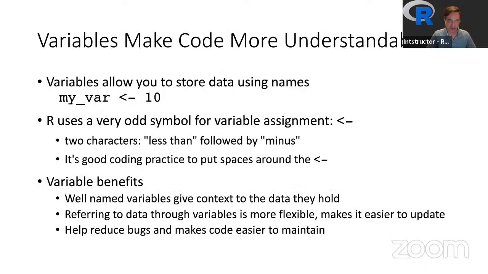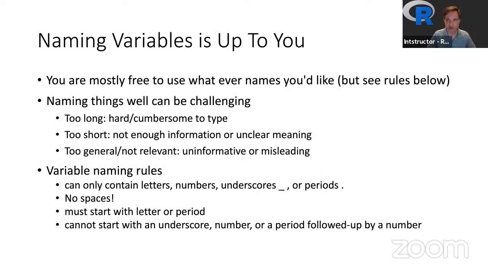I'm going to show you some examples in RStudio about making these variables and some code about how we can do that. Naming variables is up to you. You're mostly free to name them whatever you want. And actually, it can be challenging sometimes to make well-named variables. If you make the variable names too long, then you have to type stuff out, which is kind of cumbersome. If they're too short, they may not have very much information or meaning. So it's sort of an art to naming your variables well, but try to name your variables with some information about what kind of data they're trying to capture.